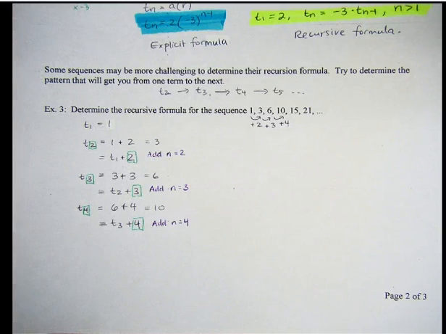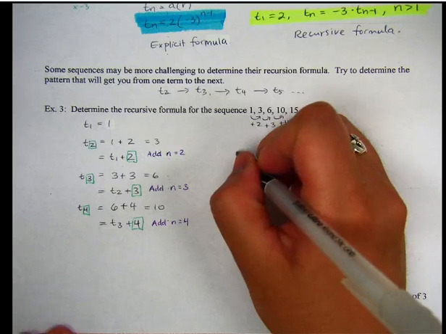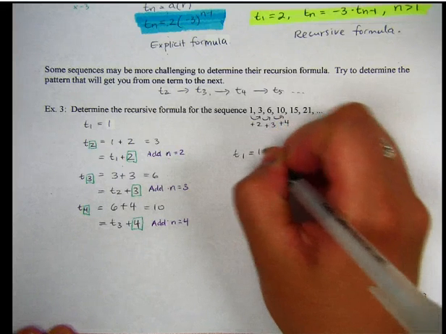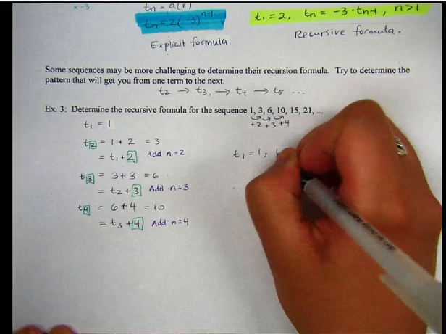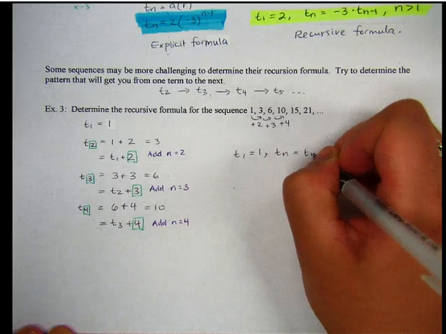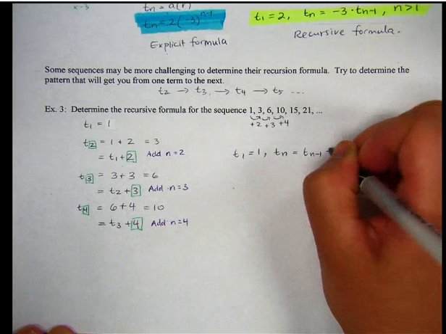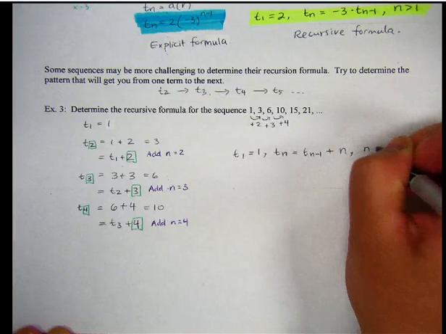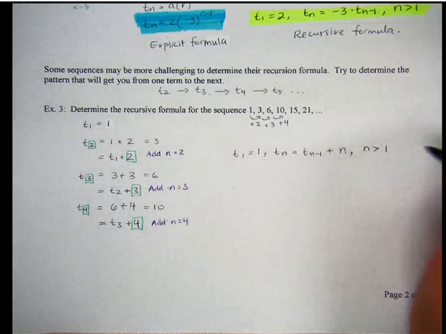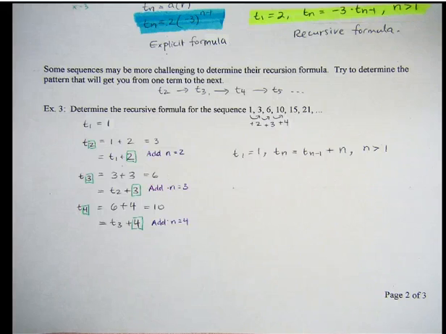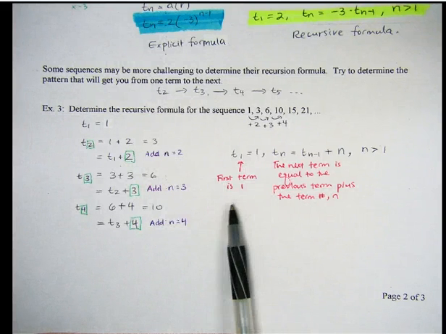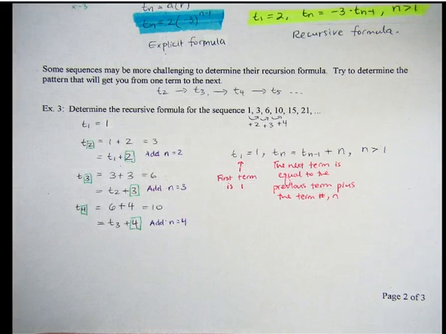All right, so now that I've detected this pattern, I can say T1 is equal to 1, and then the next term is equal to the previous term plus n, and n has to be greater than 1, as usual. And I've written out the verbal description for you here.